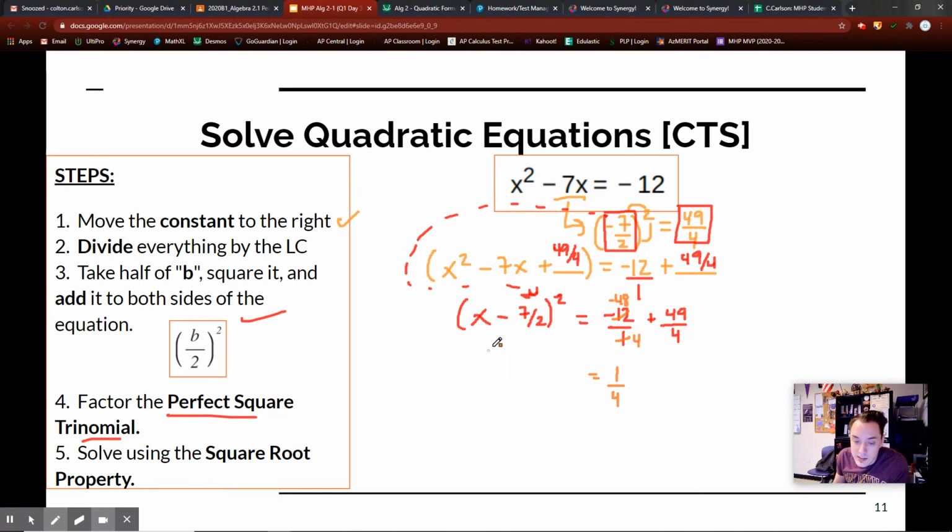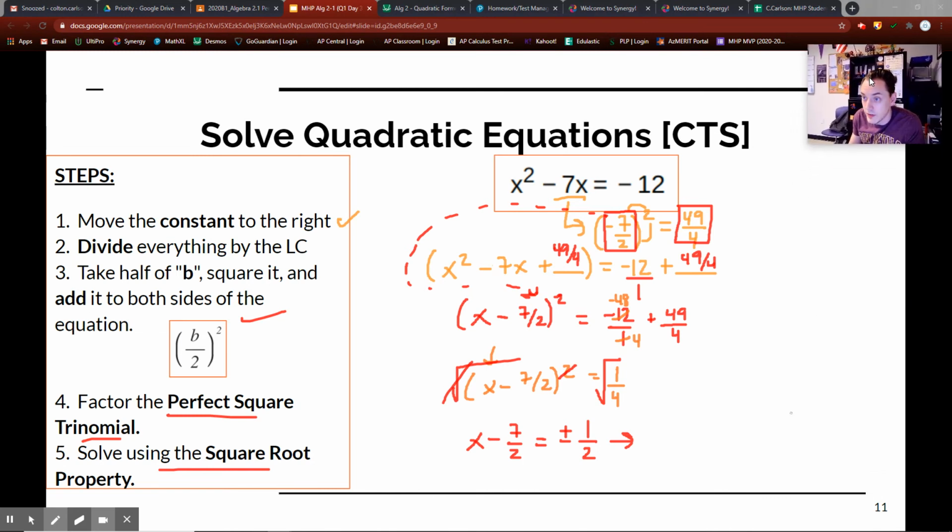Now, when I get to this step, because I just bring it down, I then perform the square root property. Okay, so that's what I'm going to do now. That goes poofy. This now becomes x minus 7 all over 2, and then this equals plus or minus. This right here is a straight up perfect square in both the numerator and denominator. So 1 half.